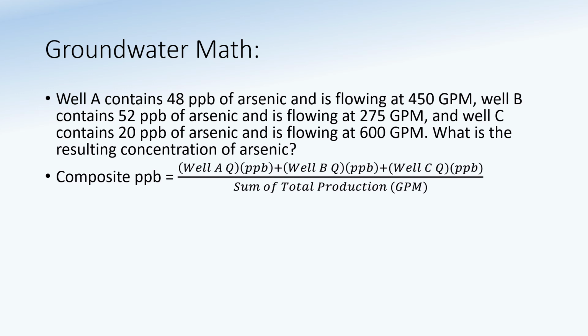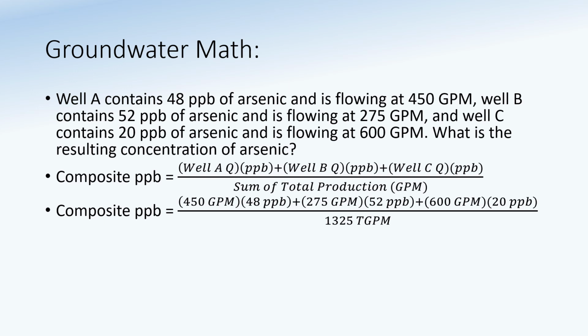Okay, first thing we have to do is, you want to have the formula. If you're not familiar with them, go ahead and write them down. It'll help you place the correct units in the correct location to be successful in solving the problem. So we take the sum of total production in gallons per minute, which you have here. You've got the 450, the 275, and the 600 gallons per minute, and you want to multiply each of those individually by their parts per billion, and then divide that by the total gallons per minute. So in this case, it's 1,325.